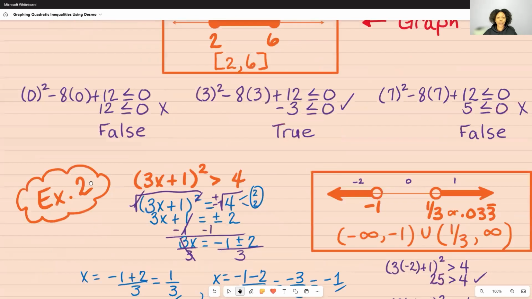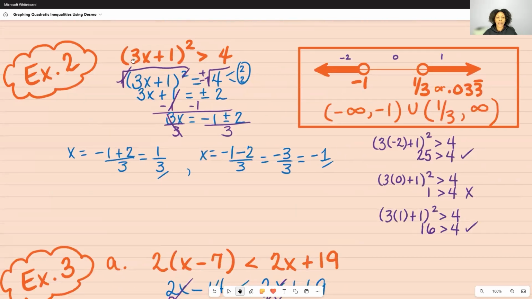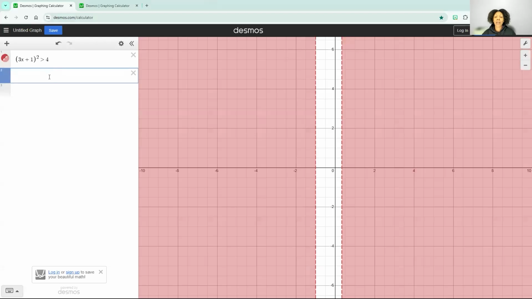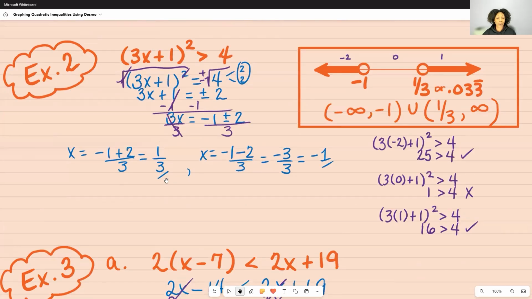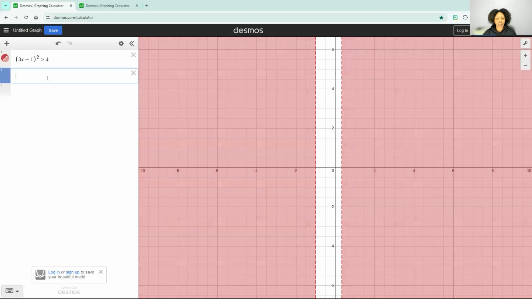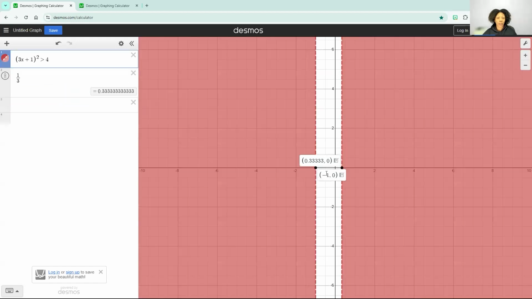All right, for example 2, I am going to take this inequality and go back to Desmos. This time, once I type that in, I see that I still have critical points: -1, and then 0.333 repeating. If you look at the work, I have 1/3, which as a decimal is 0.333, and then -1. If you wanted to test it, you can just type in 1 divided by 3 and you will see that it gives you that same value that was given over on your Desmos graph.